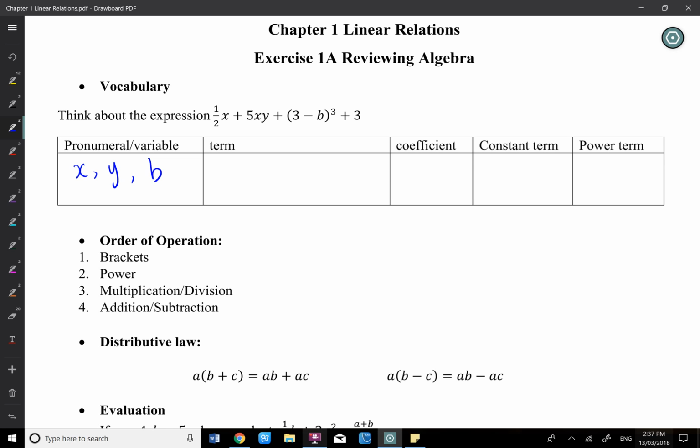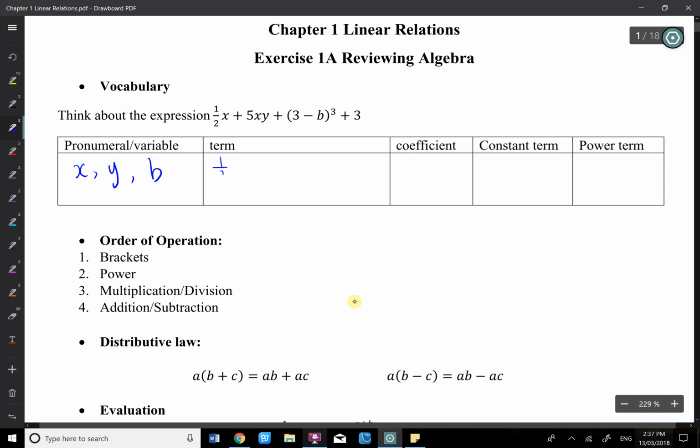And the next one: what are terms? Half x, 5xy, 3 minus b cubed, and 3. They are all called terms.